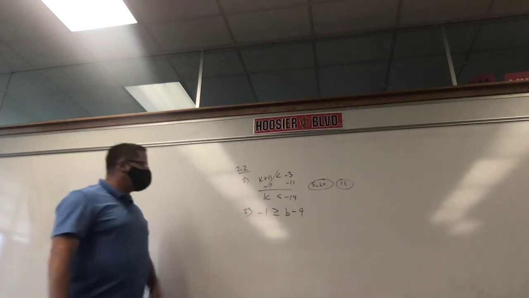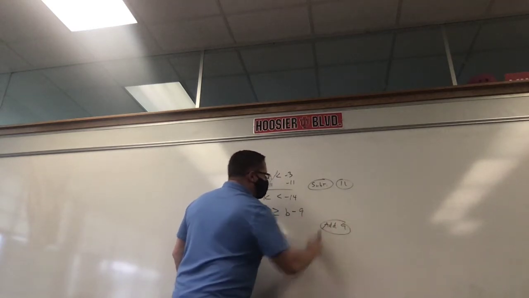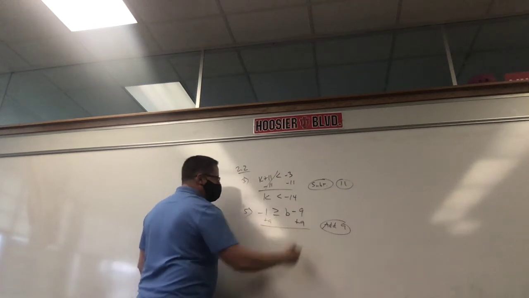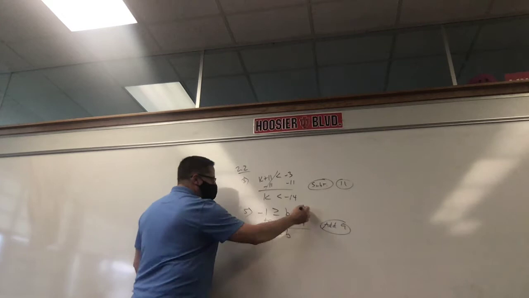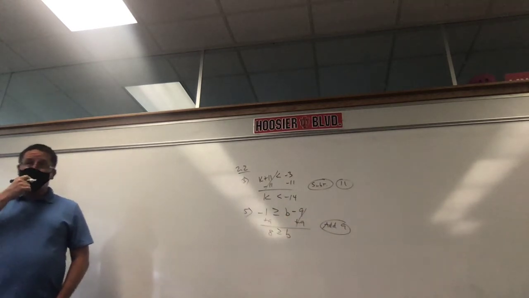So how are we going to get b by itself? Add 9. So you will click on add 9. We're actually going to do that. Add 9: negative 1 plus 9 is a positive 8, and these cancel. Now, there's absolutely nothing wrong with that answer, okay?